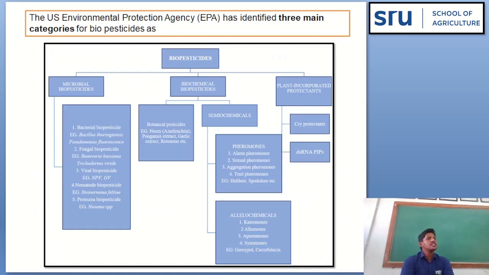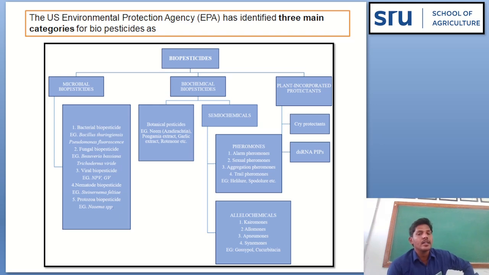The last slide of this session is the classification of biopesticides. The US Environmental Protection Agency identified three main categories of biopesticides. One is microbial biopesticides, second is biochemical biopesticides, and third is plant-incorporated protectants. Under microbial biopesticides, there are bacterial biopesticides, fungal biopesticides, nematode biopesticides, then viral biopesticides and protozoan biopesticides. Under biochemical biopesticides, there are botanicals as well as semiochemicals.